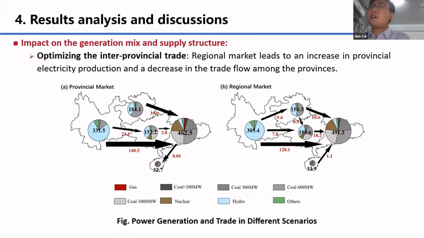Comparing these two market scenarios, we can find that the regional market leads to an increase in the provincial electricity production, but a decrease in the trade flow among the provinces. As we assumed, the interprovincial trade in the provincial market is the same as the planning trade. So it means the real interprovincial trade is higher than the efficiency level. It may be caused by the local policy and some local development targets.